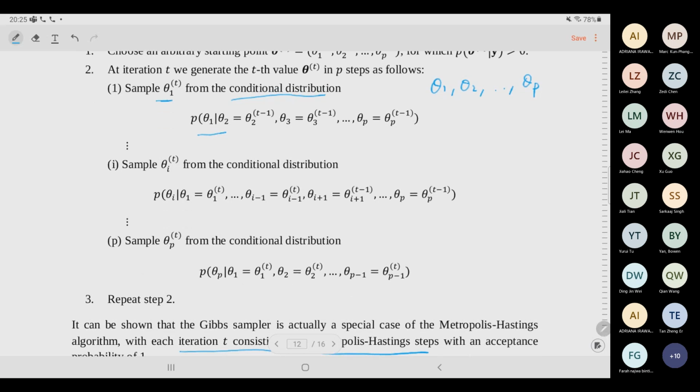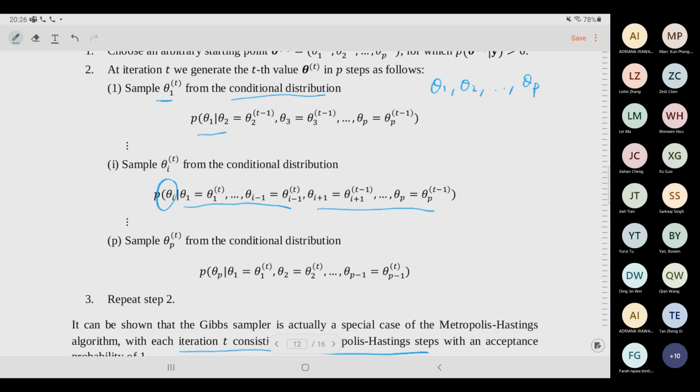So the next one is when we update the next theta i, for example theta 2. If you update theta 2, theta 1 is already updated, but theta 3, theta 4, up to theta P are not updated yet. So if I update theta i, theta 1 to theta i minus 1 have been updated, but i plus 1 to P are not updated yet. This means that I will update the parameters one by one.